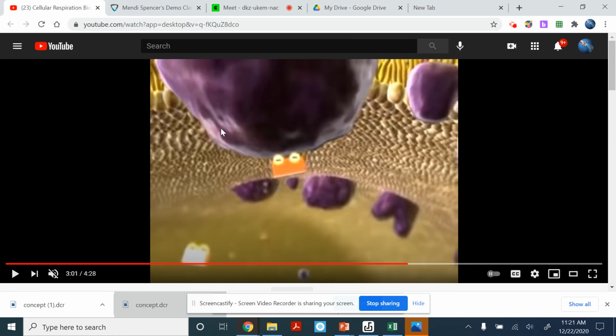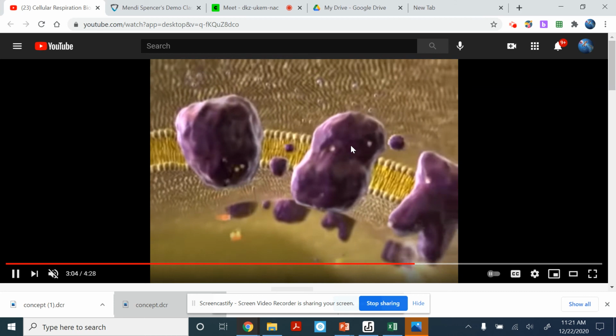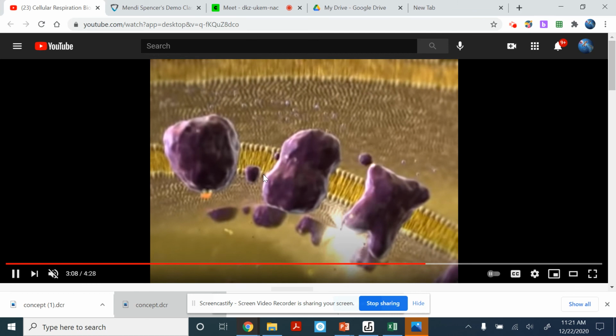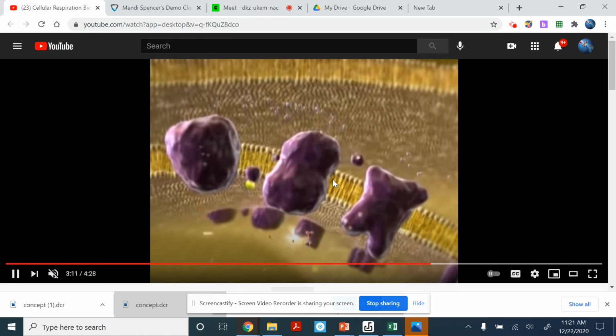So what is this purple blob? Can you tell me what this purple blob is? Yeah, that's a protein. It's one of the electron transport chain proteins. Watch what's going to happen. You guys focus on the electrons, which are the yellow circles here. Watch what the electrons do. So the electrons, here they go. Electrons are being donated to the electron transport chain.